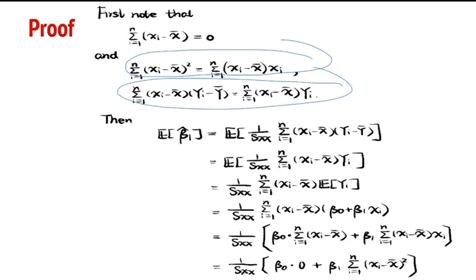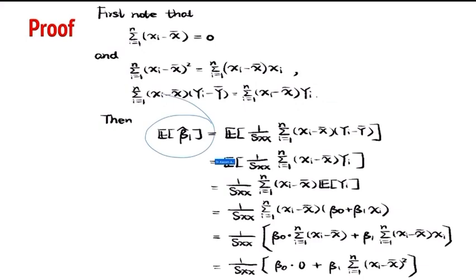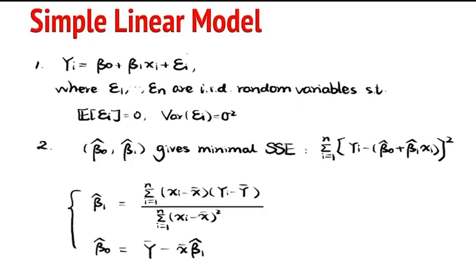So what do we want to do now? We actually want to show that beta 1 cap is an unbiased estimator. So if you want to do that, I want to find the expectation of the beta 1 cap. Then we're going to go back. What was the beta 1 cap? This is the beta 1 cap, right?